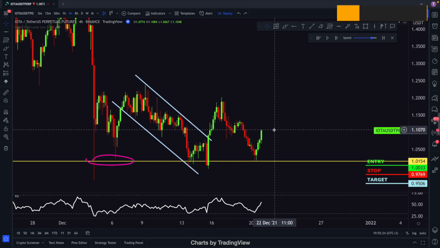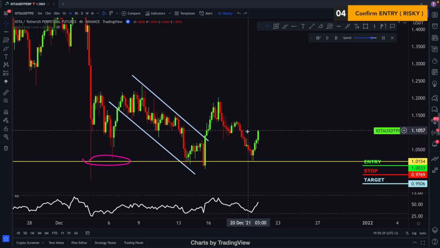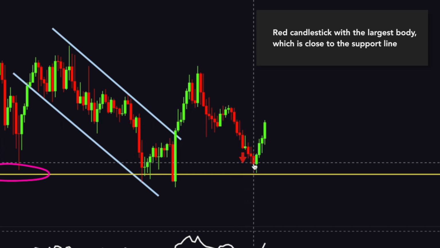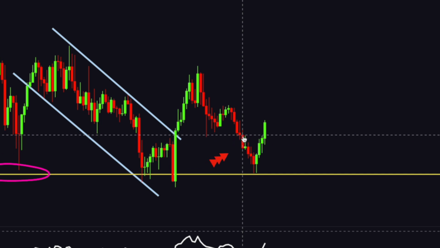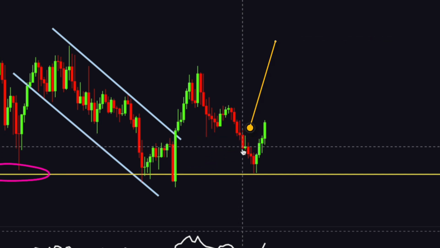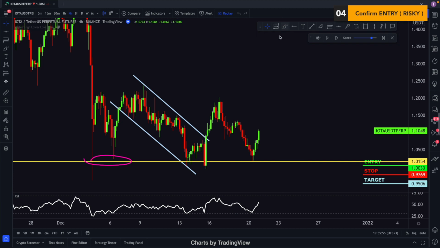Step 4. Confirm entry. In our first example, we will use the risky but rewarding entry. Now, I need to spot the red candlestick with the largest body, which is close to the support line. As you can see, this is the red candlestick that I focus on. This candlestick also has small wicks. So, this was the last powerful attempt of sellers to push the price down. If the buyers can beat this candlestick, they may reverse the trend.